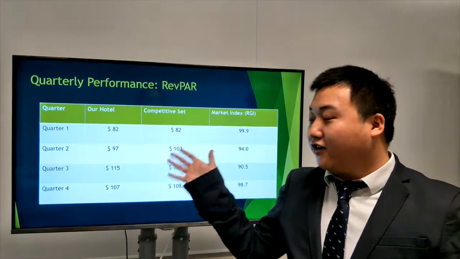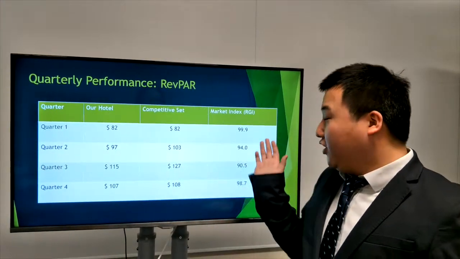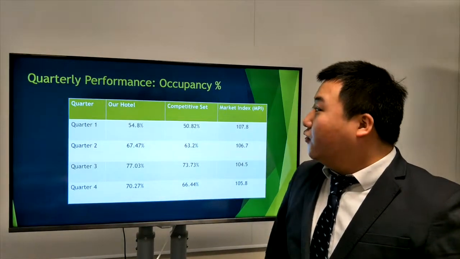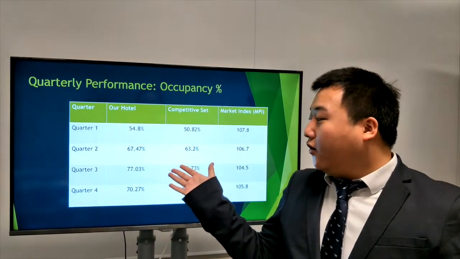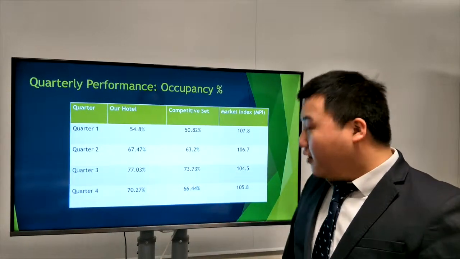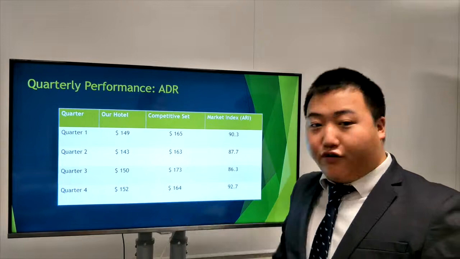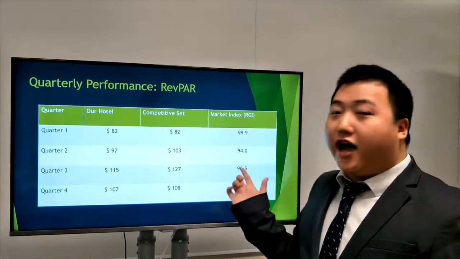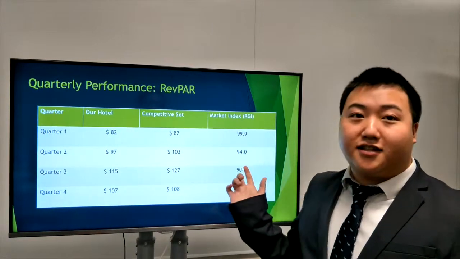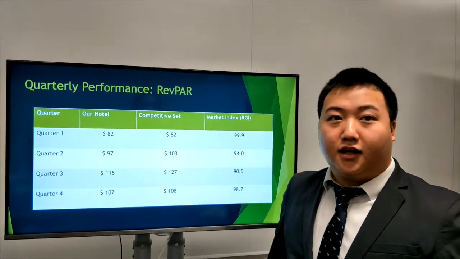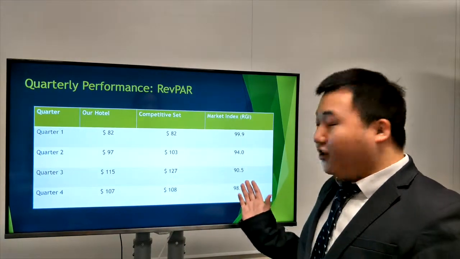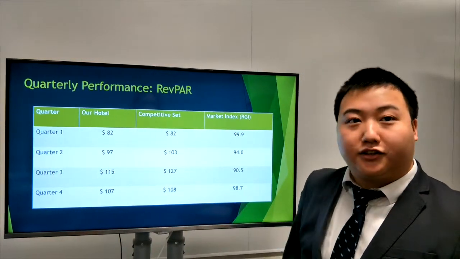in quarter 2 and quarter 3, our RGI kept decreasing, especially in quarter 3, because with the high season, our occupancy is the highest and so is the competitors', but due to the low ADR of our hotel, our RGI was almost 10% less than the average in the market. And after quarter 3, our RGI climbed back to the average in quarter 4.